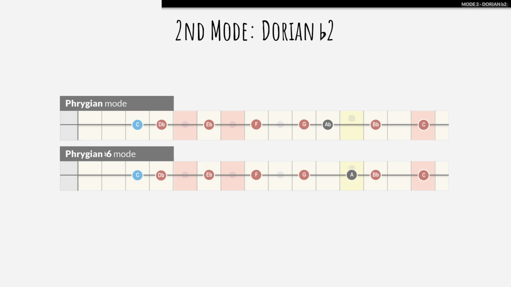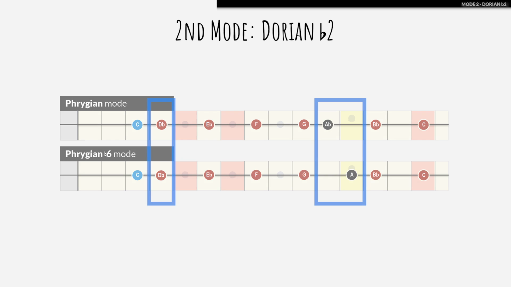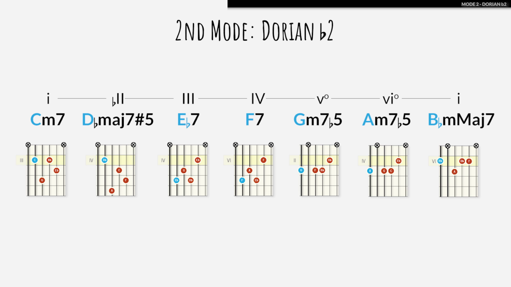It's also called sometimes the Phrygian natural 6 mode. That's because the scale could be seen as a Phrygian scale because of the minor 2nd degree with a major 6th degree. Now the 7 chords you'll find in this scale are a minor 7 chord on the 1st degree, then a major 7 sharp 5 chord, 2 dominant chords on the 3rd and 4th degree, 2 minor 7 flat 5 chords on the 5th and 6th degree, and a minor major 7 chord on the 7th degree.